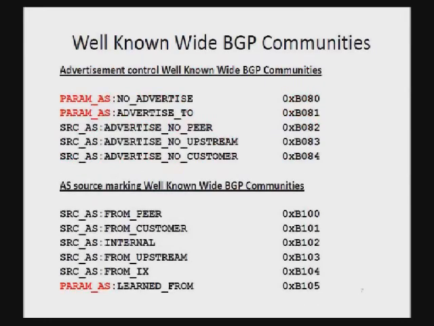Another set of communities control the advertisement. For example, I want to specify as a parameter in the community to which AS I don't want to advertise a given prefix. Or I want to specify to which AS I want to advertise a given prefix. So those are options which are all not possible today by using normal communities because those are not AS-specific communities. Most of this is, I think, straightforward. You see from your operational life that you often mark routes as coming from peers, from customers, internal, and then based on this coloring, you execute some policy on eBGP peers.